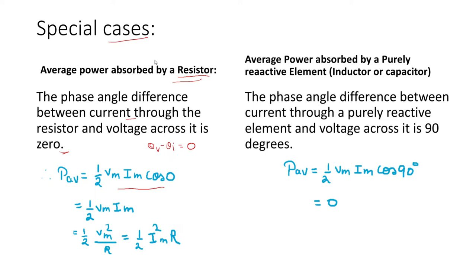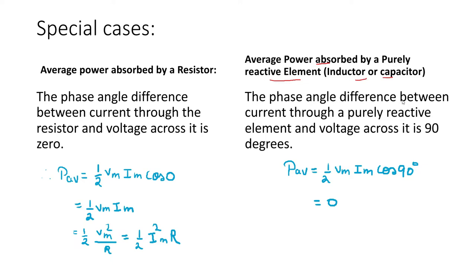And on solving this, we get that the average power absorbed by the resistor is half Vm into Im. And in terms of R, it can be written in this and this form, as V is equal to IR using Ohm's law.